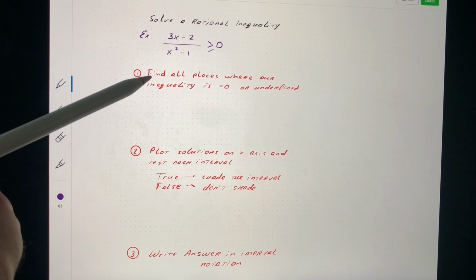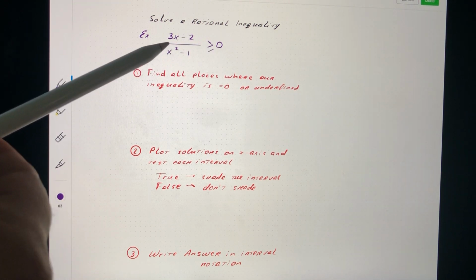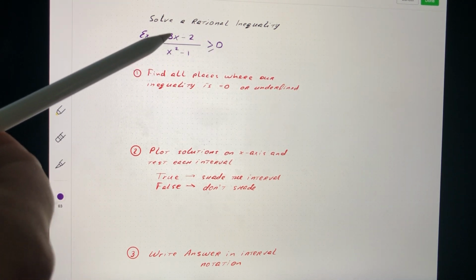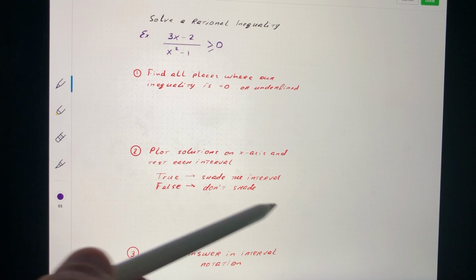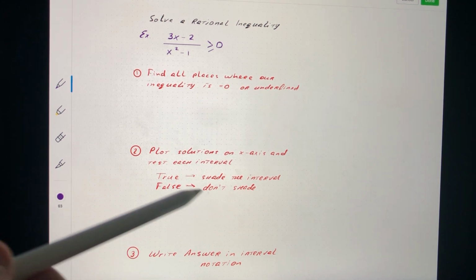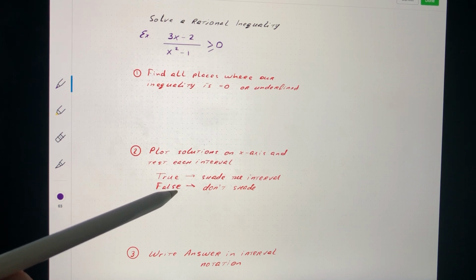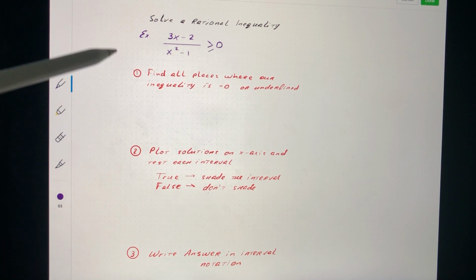First, we find all the places where this inequality is equal to 0 and undefined. Then we use those answers to make intervals, and we test each interval to see if it's true or false. If it is true, we shade it and include it in our answer. If it's false, we don't shade it and we don't include it in our answer. The final step is to write the answer in interval notation. So let's go through these steps on this example.